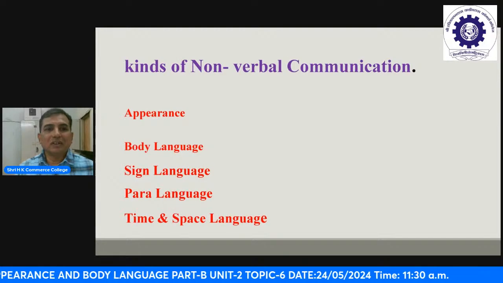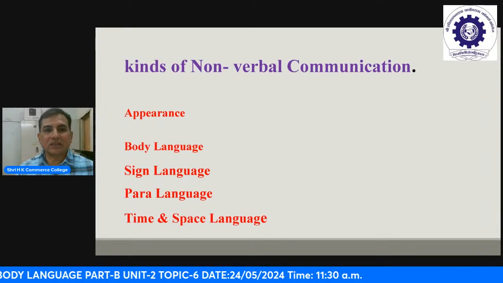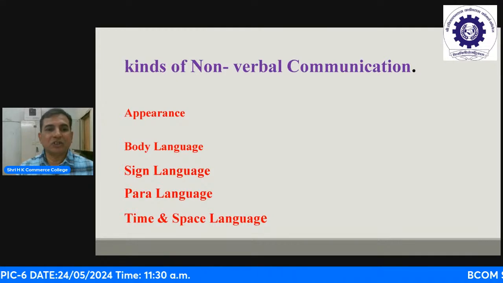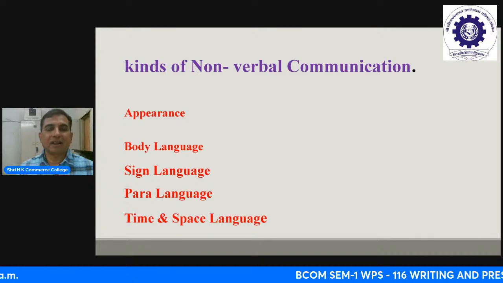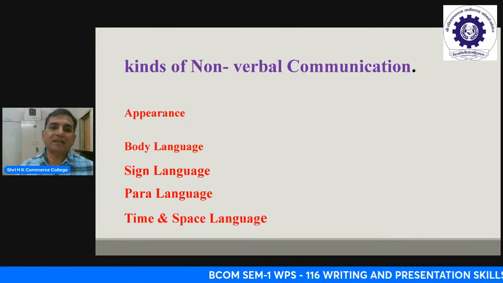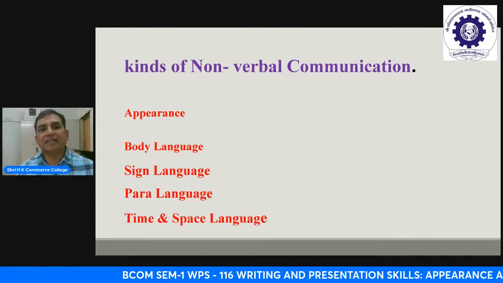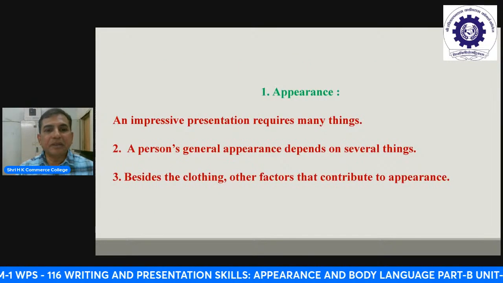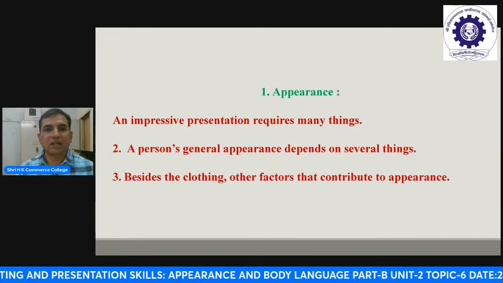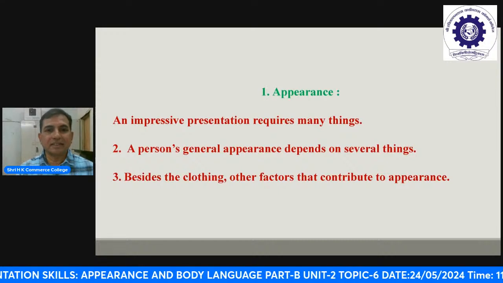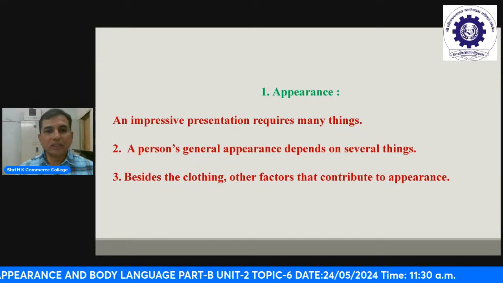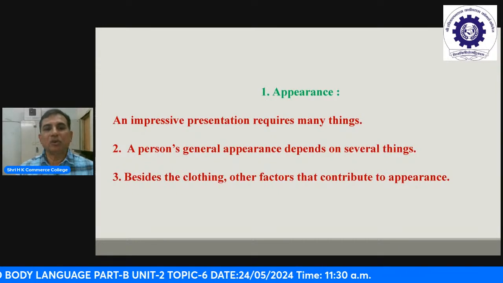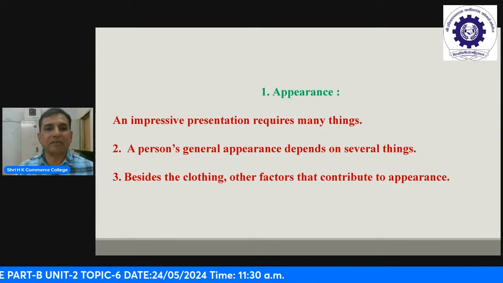Now there are a few kinds of non-verbal communication. They are appearance and body language. Earlier I told we will be discussing two. But the third one is sign language, para language, time and space language. What is appearance? Appearance is the impressive presentation. It requires general appearance. It requires clothing. It requires many contributions of our body language.